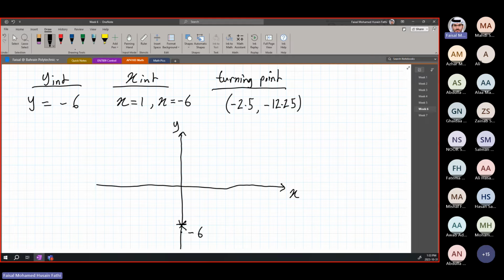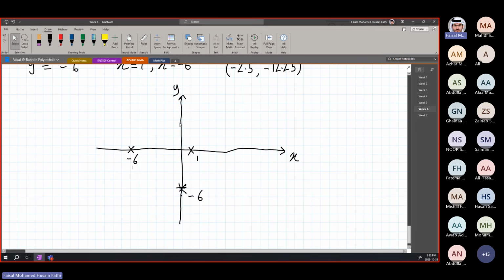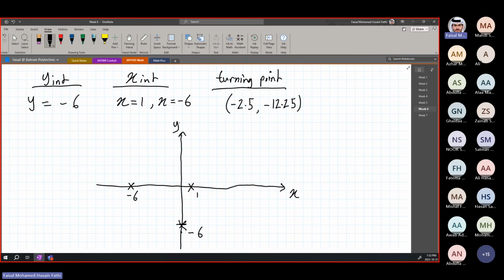Now, we plot the x-intercepts. We have the x-intercept over here, x equal to 1, and x equal to minus 6. Let's say about here. Of course, on proper graph paper you will have boxes and you will follow the boxes, but I'm just doing a quick sketch to show you the idea of plotting. So we have 1 and minus 6 as the x-intercepts, and we have minus 6 as the y-intercept. So we know the graph has to go through these points.